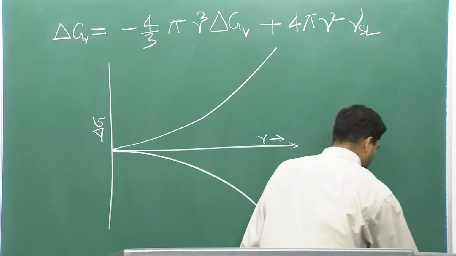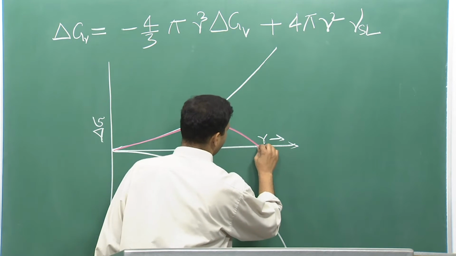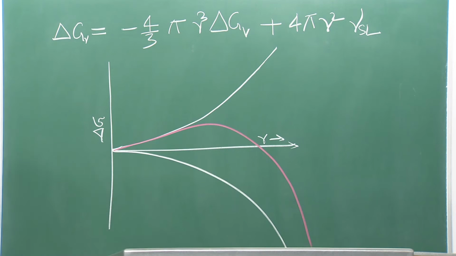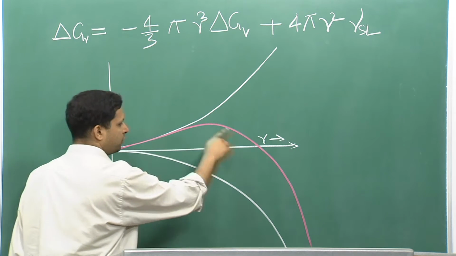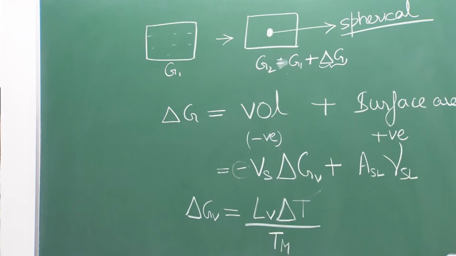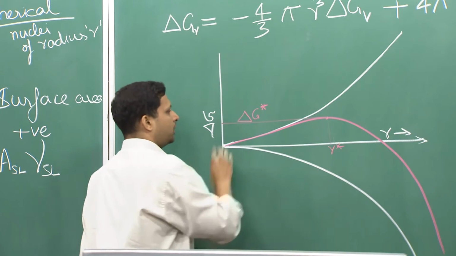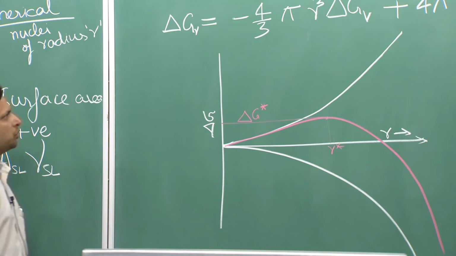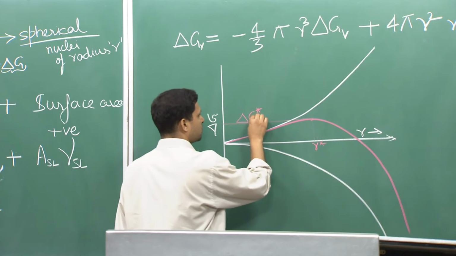So, if we draw the sum of these two, how would it look? It would look something like this. Why? Because initially it is dominated by the r square term, so it increases, and thereafter it is dominated by the r cube term, and then it starts to decrease. Therefore, it has a maxima, at some value r, let us call that r star, and at that r star there will be a value which we denote by delta G star. Now, if you look at the form of the equation, you should be able to determine the value of r star and delta G star.